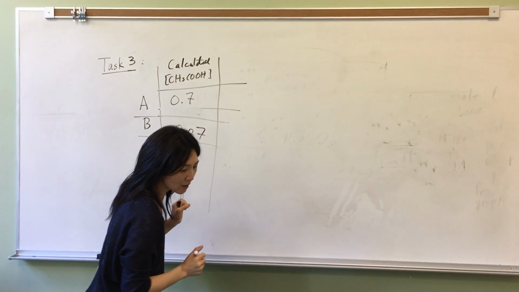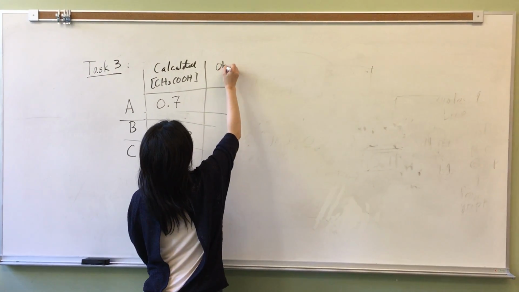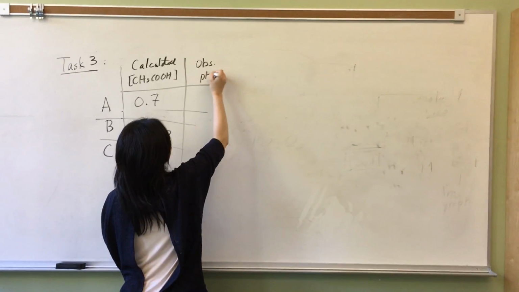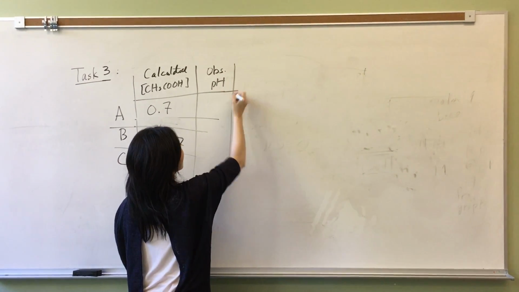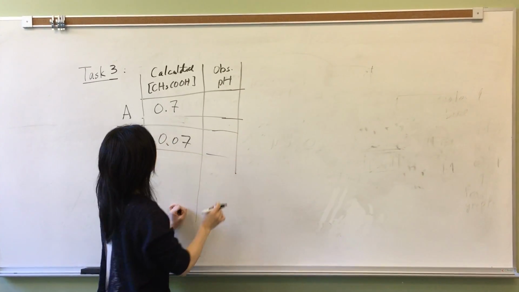Okay? The next one is the observed pH. This is just the data from task 2, task 3, so you don't have to do the calculation. Okay?